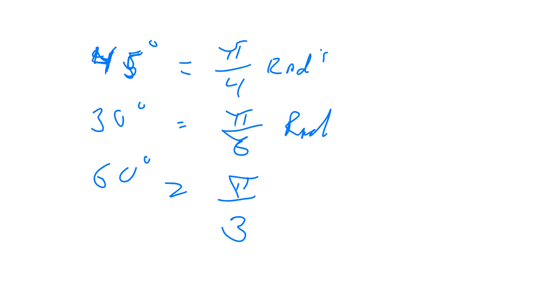That's pretty sloppy. Let me just do that again. Goodness gracious. What is wrong with this thing? 45 to pi over 4.